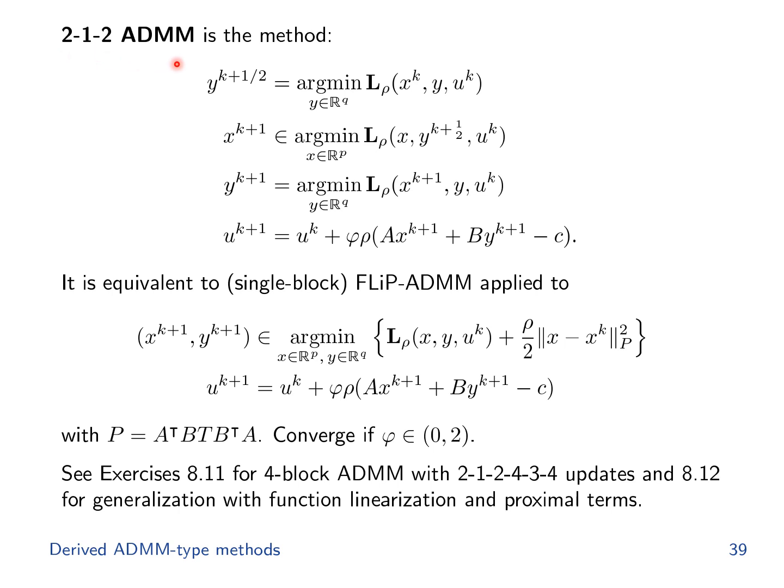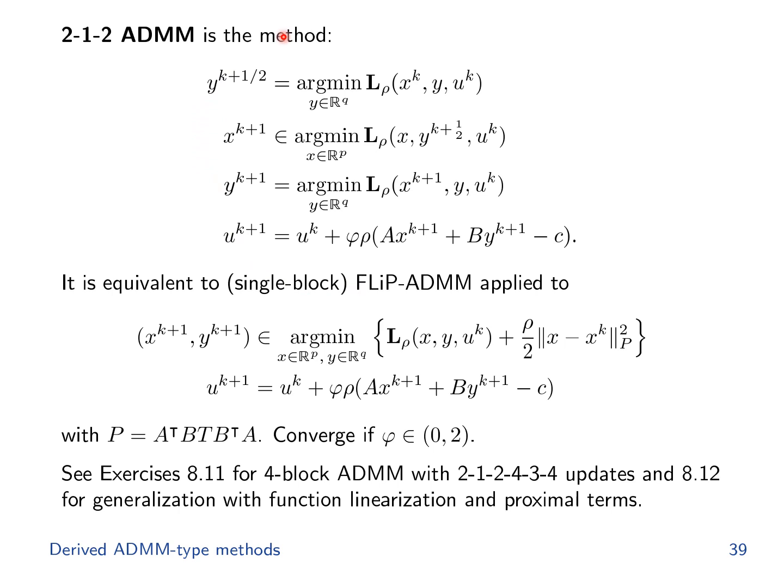2-1-2 ADMM refers to the method where we first update the second block, then the first block, then the second block before a dual update. So in every iteration, the second block is updated first and last, and sandwiches the first block update. Otherwise, the formulation is very similar to ADMM. When you update every block, you always use the latest version of other variables.